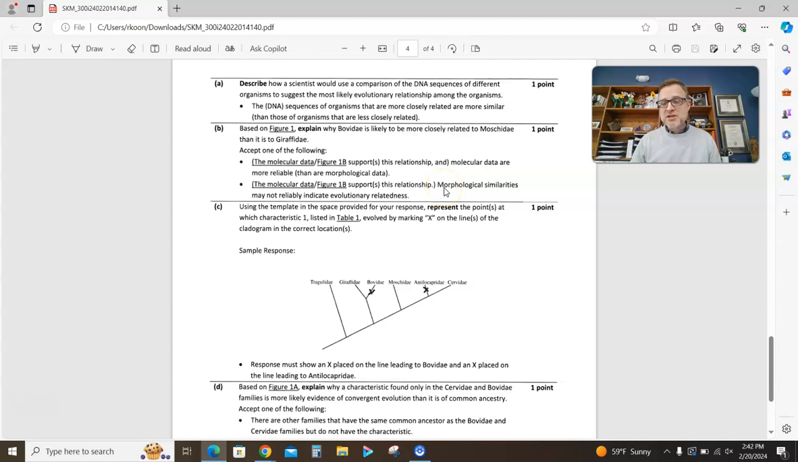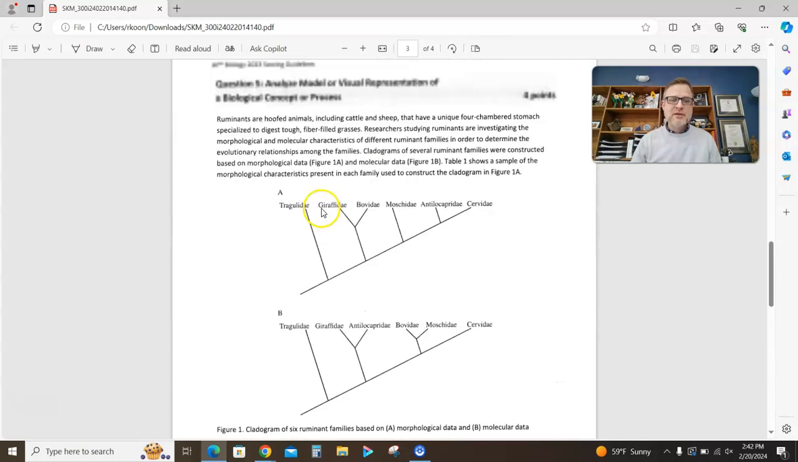Or you can say that morphological data is less reliable because that could be the result of convergent evolution or analogous structures, which sort of throws you in the wrong direction in terms of showing evolutionary relatedness.